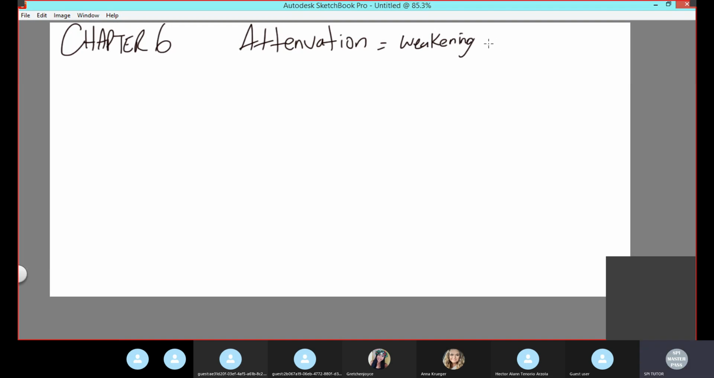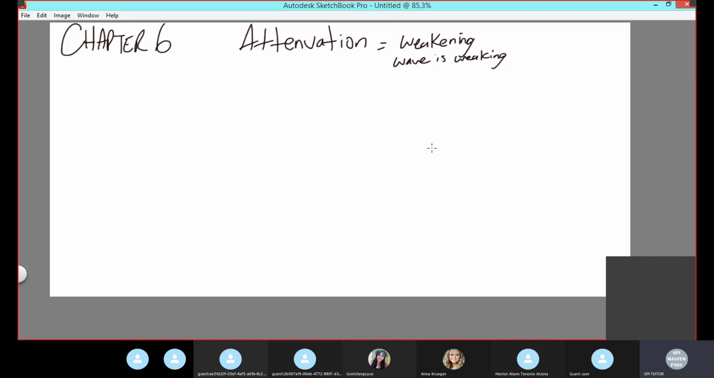That's all attenuation is, weakening. Because we're talking about ultrasound waves, then we're going to say that the wave is weakening. The sound wave is weakening. So that's your definition of attenuation.